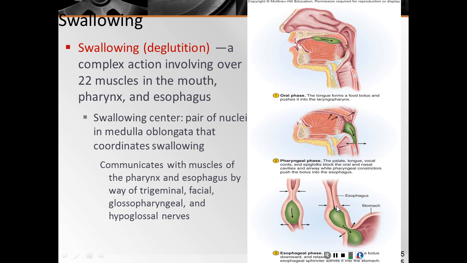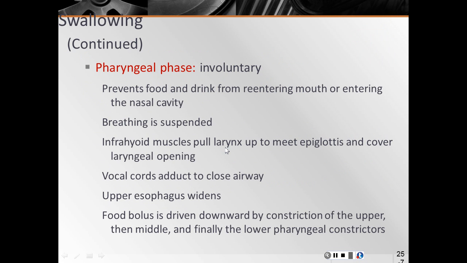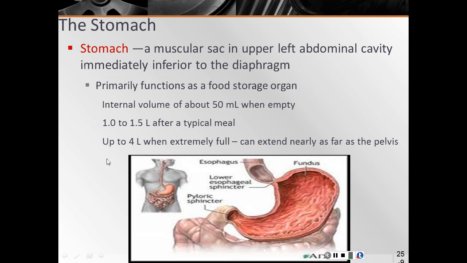Now most food is going to pass by gravity when we are standing or sitting upright, but peristalsis ensures that food can be swallowed regardless of body position. So we have 3 phases of swallowing. What are they? The oral phase, the pharyngeal phase, and the esophageal phase. If you have printed off the PowerPoint, you would have been able to follow along with the various phases. So I'm going to move on to the stomach.